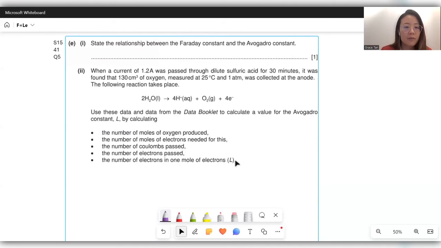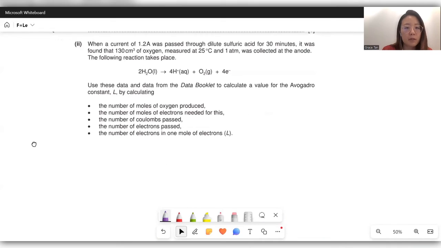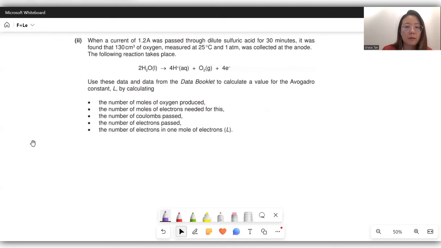First question, part 1: state the relationship between Faraday and Avogadro constant. Straightforward. F equals to LE. Very straightforward. Now let's look at part 2. When a current of 1.2 ampere was passed through dilute sulfuric acid for 30 minutes, it was found that 130 centimeter cube of oxygen gas measured at 25 degrees Celsius and 1 atm was collected at the anode. So the anion moved to the anode and is hydroxide because it's dilute, and normally sulfate is not discharged. So the following reaction takes place. They gave us the equation.